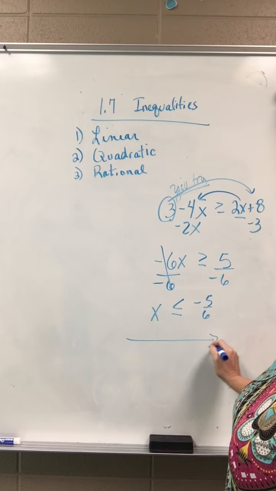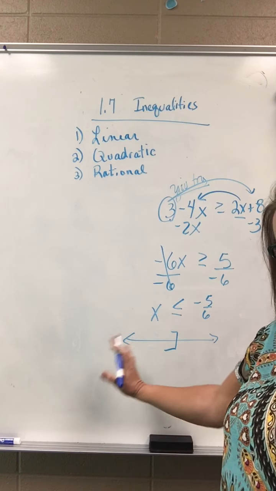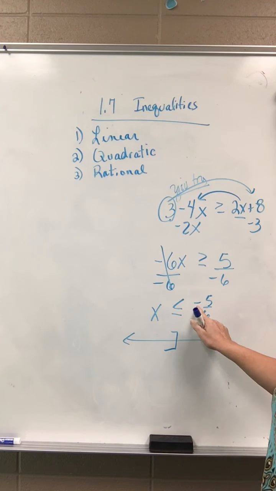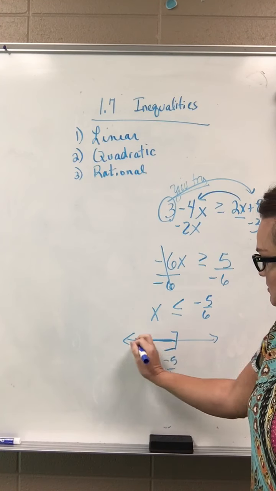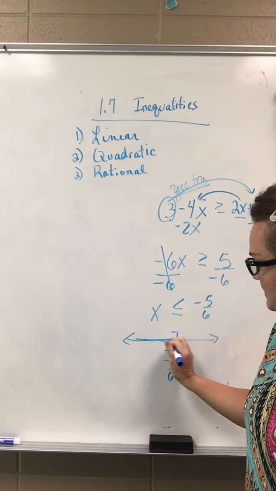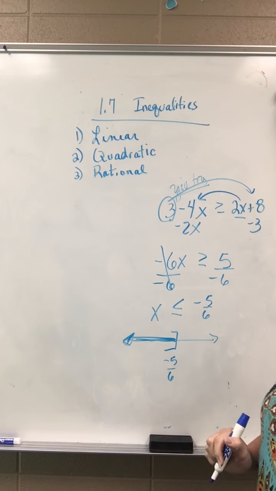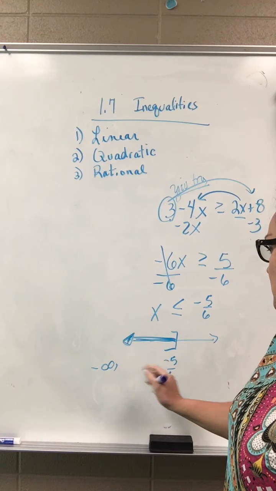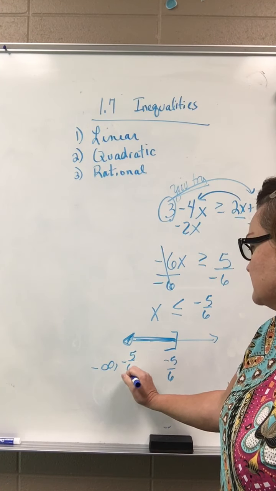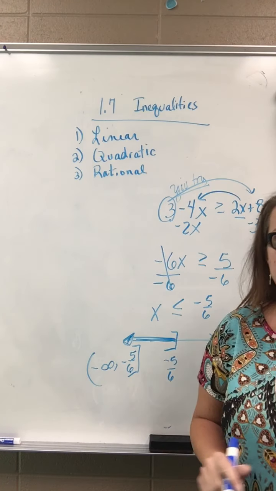Drawing that on a number line, less than is going to go to the left, so I'm going to make my bracket head to the left, and see it's a negative 5/6 for my boundary point, and then less than goes to the left. X is less than, so less than is left, and that's what it would look like. Interval notation, we'll say that's negative infinity up to the right is negative 5/6, including it because of the line under the inequality.